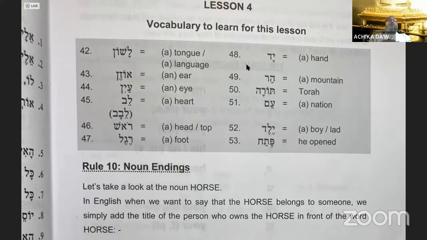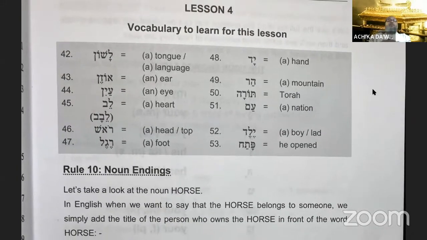There's our vocabulary words. You should be up at 53 vocabulary words by now off the lessons that I've sent you. If you don't have lessons 1, 2, or 3, please let me know and I can send it to you. Okay. So the first one is lashon, dealing with the tongue, language. Ozain has to do with the ear. Ayin, which is the eye, the lev, which is the heart, or it could be called levav or lavev. The head is rosh, number 46. 47 is regel. 48 is yad.